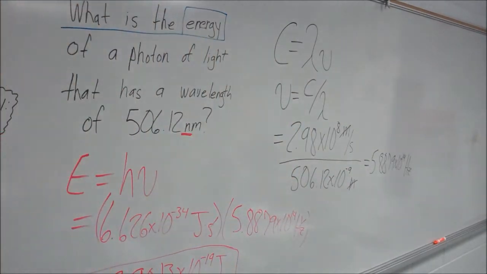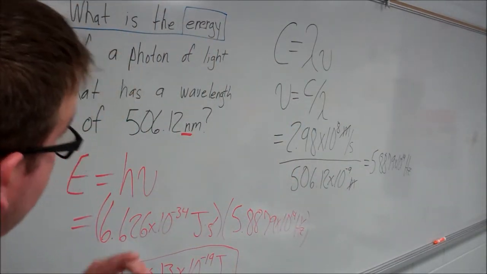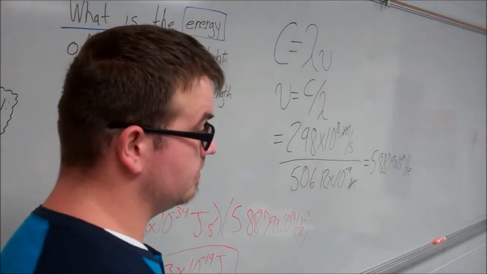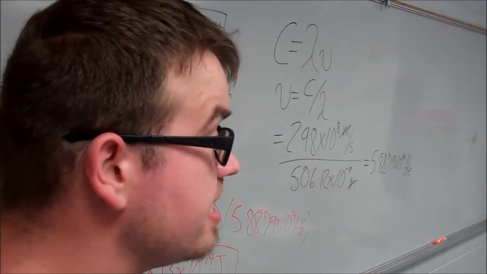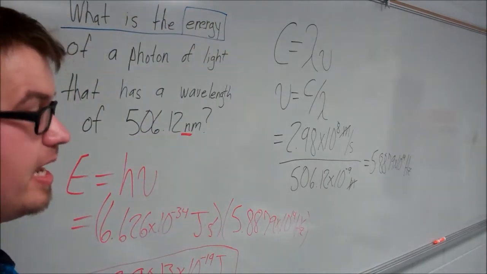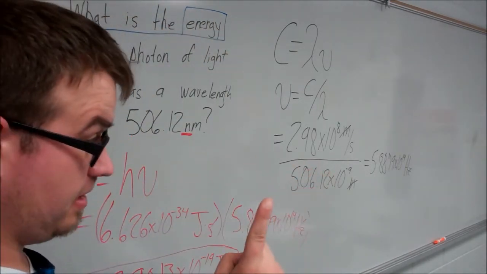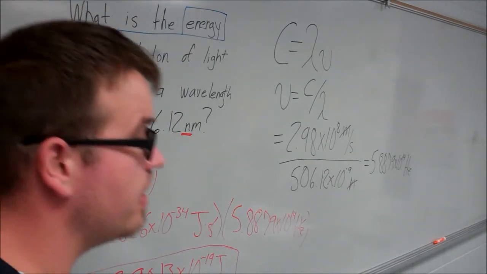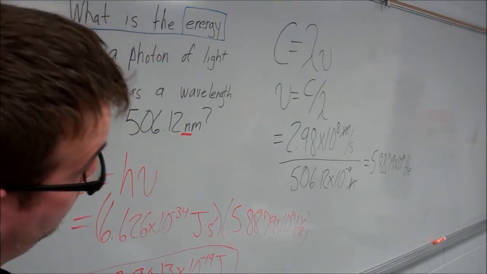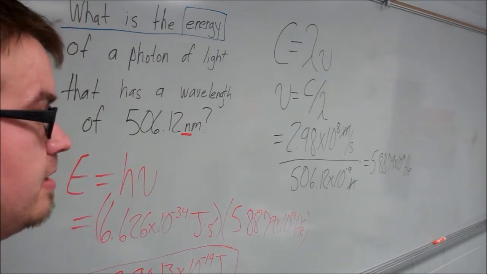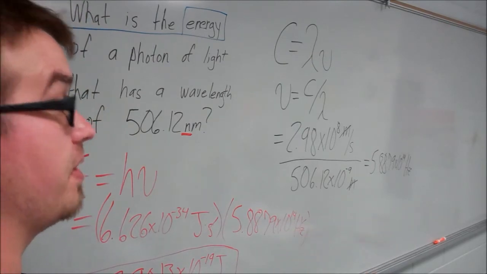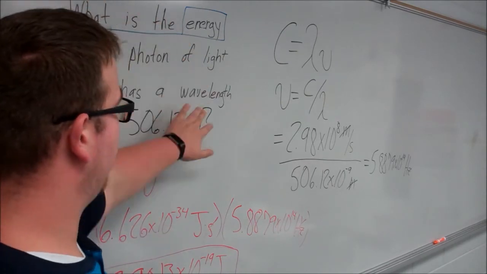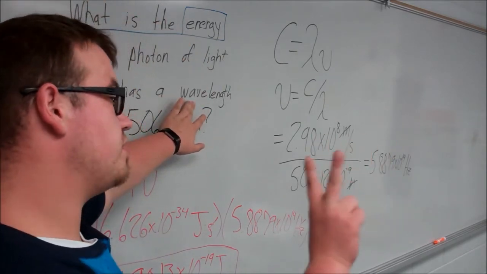I can ask you for anything. I can ask you for energy, wavelength, or frequency. If I'm asking you for frequency, or I've given you frequency, it's a one-step problem. If I ask you for wavelength, or I ask you for energy, you're looking at two steps if I haven't given you frequency. In this problem, I'm asking you for energy, but I gave you wavelength. You automatically know it should be a two-step problem.